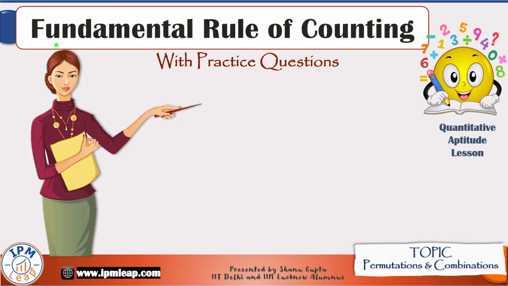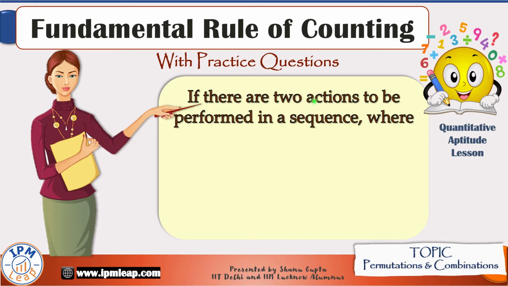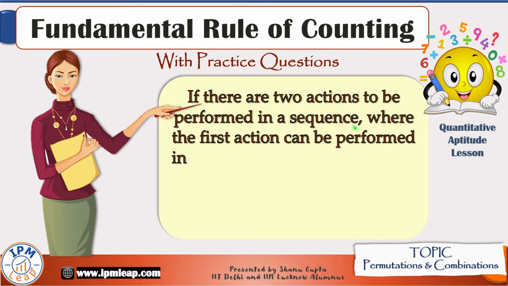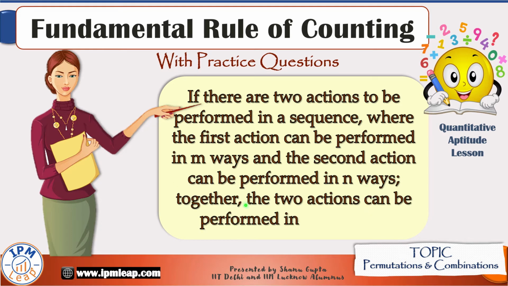Let me jump to the rule straight away with an example, and later in this video we will see some practice questions which can be easily solved using this rule. The fundamental rule of counting says that if there are two actions to be performed in a sequence, where the first action can be performed in m ways and the second action can be performed in n ways, together the two actions can be performed in m into n ways.